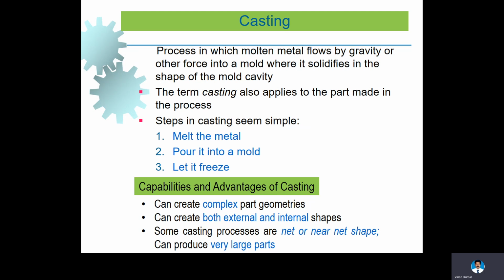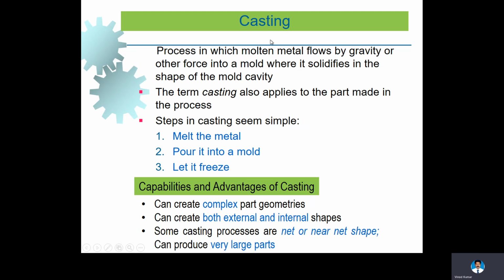What are the processes involved in casting? The main processes involved in casting are, one, you have to melt the metal, so heat the metal and melt it. Number two, pour the molten metal into the cavity. And three, let the molten metal freeze. So we melt the metal, the molten metal is poured into a cavity having a desired shape, and this molten metal solidifies to produce the required shape. So these three processes are involved in a casting process.